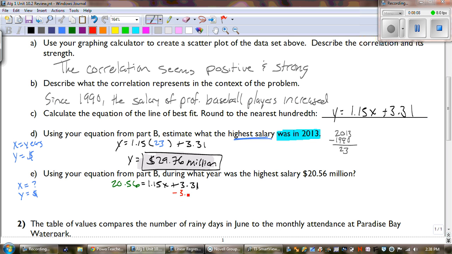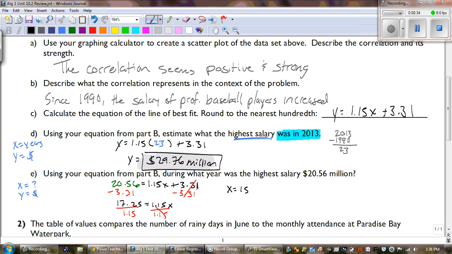We're going to subtract 3.31 from both sides. We get 17.25 equals 1.15x. And then to solve, we divide both sides by 1.15. And we get that x equals 15.